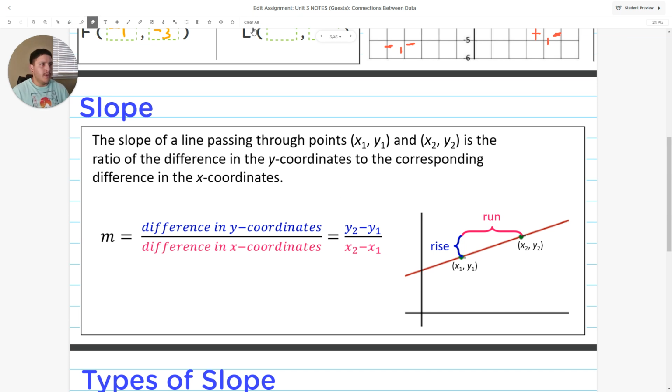Okay, slope. The slope of a line passing through the points x1, y1 and x2, y2 is the ratio of the difference in the y coordinates to the corresponding difference in the x coordinates. So what does this mean? x1, y1 and x2, y2 are basically telling you the first point and the second point on a graph. To find the slope, if you have 2 points, you can take the differences of the y's and the differences of the x's, and you will find your slope.